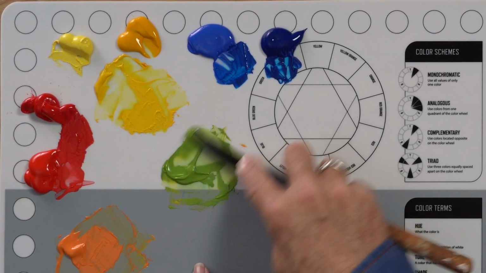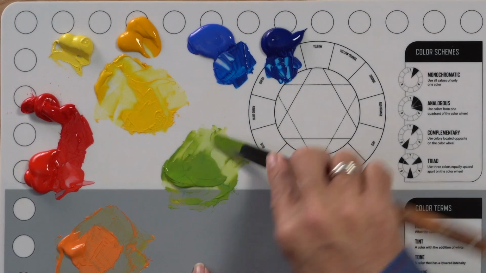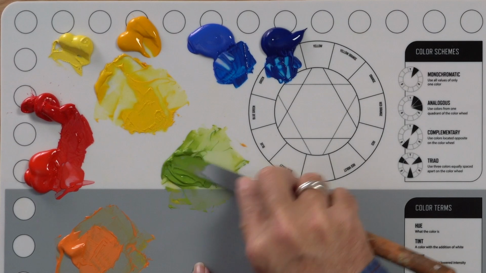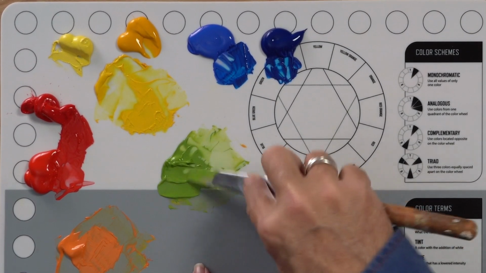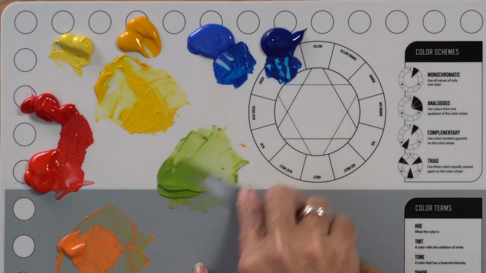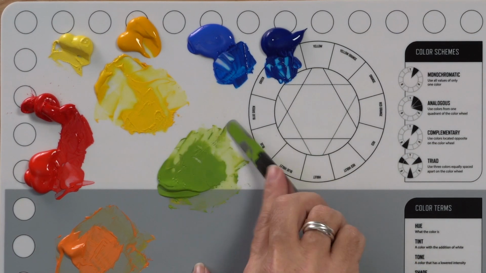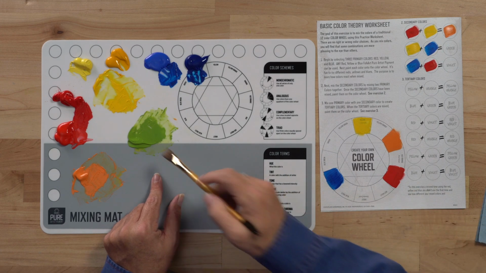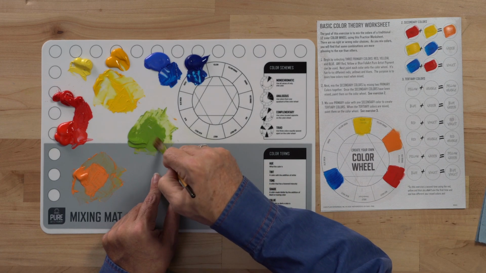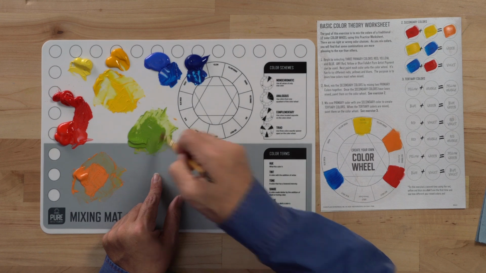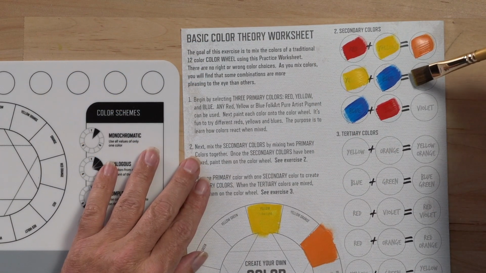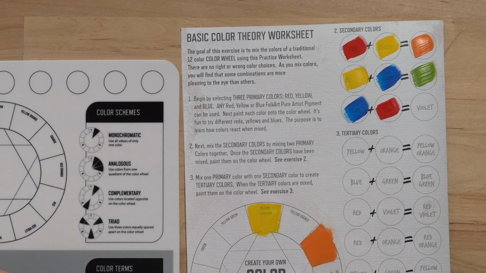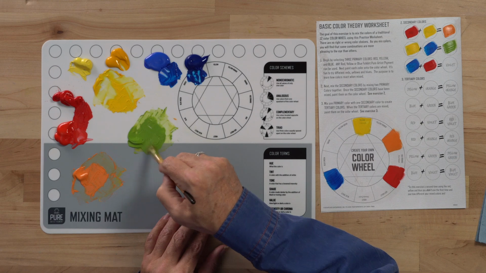Please don't set a timer on yourself for how quickly you need to do this exercise. Better to get a thorough understanding of how your paints work with each other than to just try to get through this exercise as quickly as you can. Now, I'm going to pick up this green color and I'm going to apply it where I'm putting my secondary color so I can see that yellow plus blue equals green. And then I'm also going to paint it onto my color wheel.